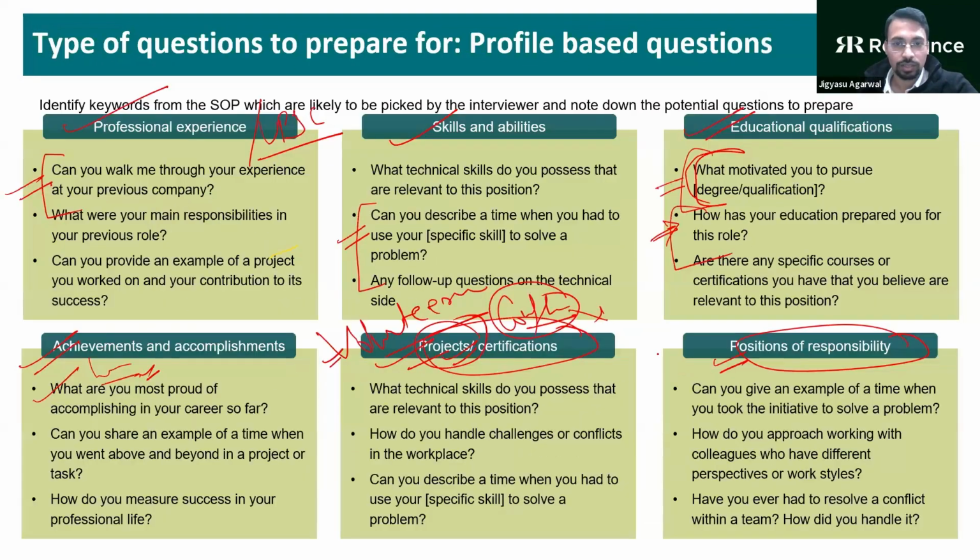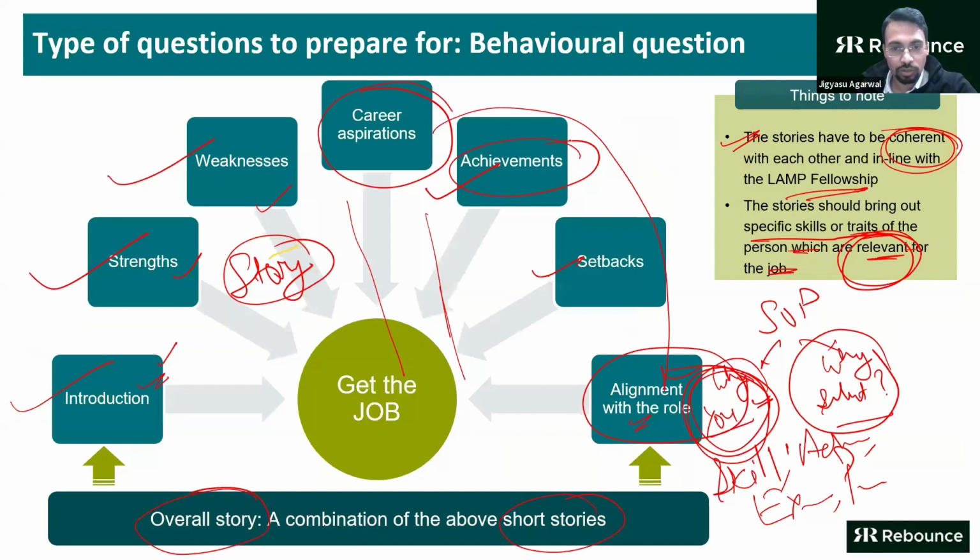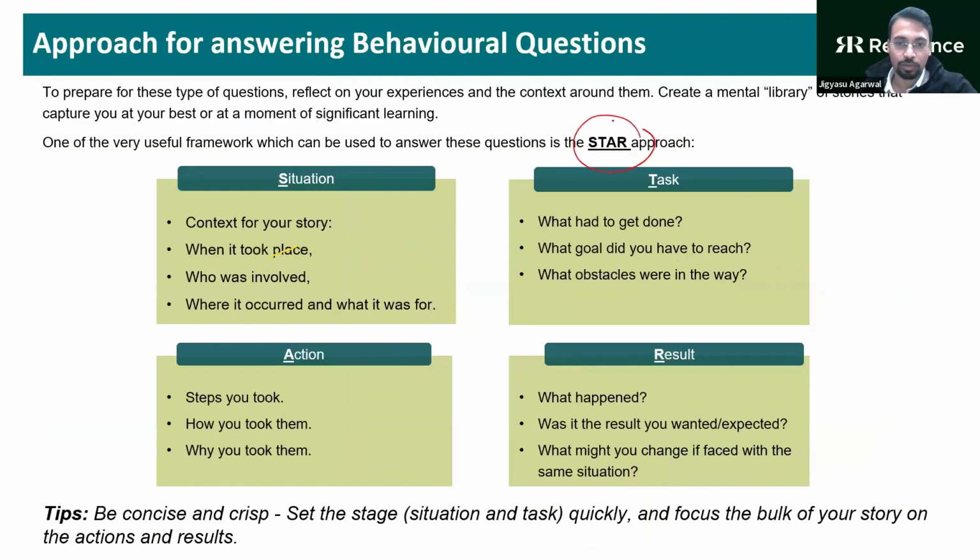Here, how to answer these questions, be it the profile based questions or most importantly, the behavioral kind of questions? Follow the STAR approach. What is the STAR approach? STAR is situation, task, action, and result. Situation is where you tell about the overall context of the story. When you talk about, let's say, a conflict which you encountered, what was the context of that story, when it took place, who was involved, where it occurred?